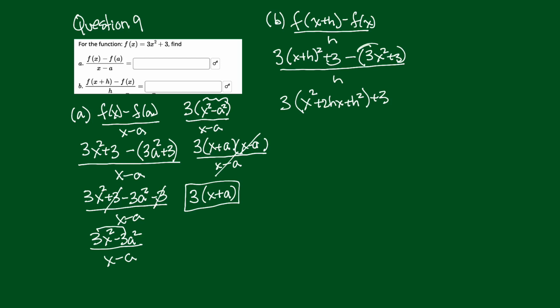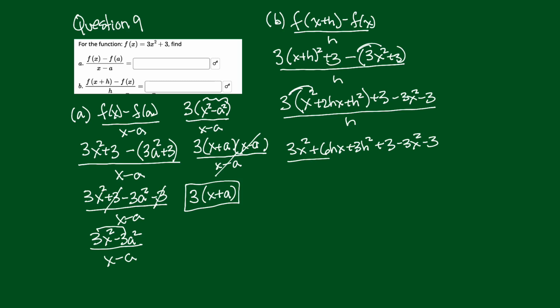Now, remove those parentheses. Minus 3x squared, minus 3, all over h. Let's remove those parentheses. Take that 3 through. We'll get 3x squared plus 6hx plus 3h squared plus 3 minus 3x squared minus 3 all over h. Okay, let's see where we are.